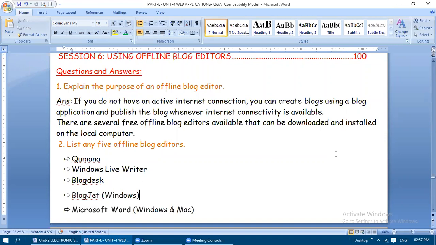Today we are going to see session 6, that is using offline block editors. We will revise the question answers for this session. So the first question is, explain the purpose of an offline block editor.